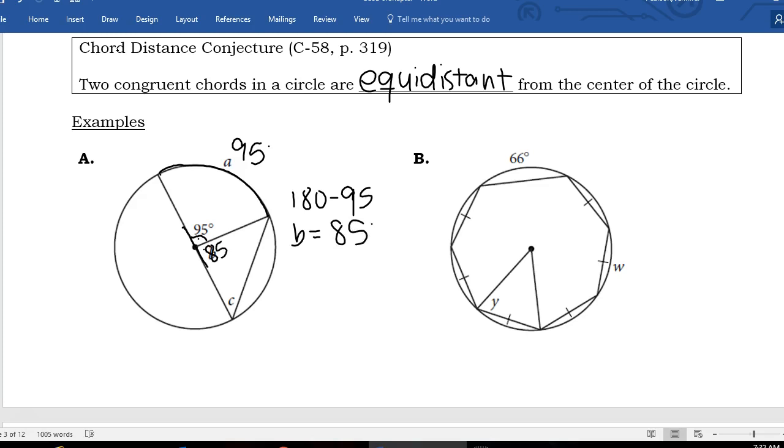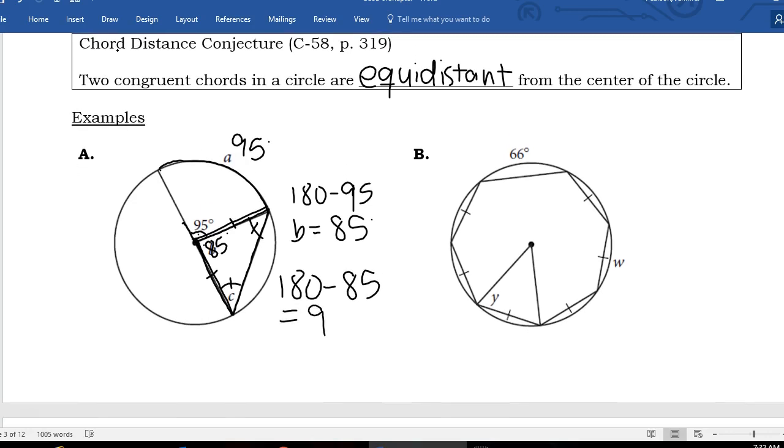Now, to get angle C, I need to recognize that this is a triangle, but not just a triangle, it is an isosceles triangle. The radius of the circle here would be the same as the radius here. So because I have two congruent sides, I'll also have two congruent base angles. So I can use my 180 rule on this triangle. That's just going to bring me back to 95. So I know those two base angles have to add up to 95 degrees. So if I take that and divide it by 2, we're going to split that 95 degrees between the two base angles. I will have 47.5 degrees.